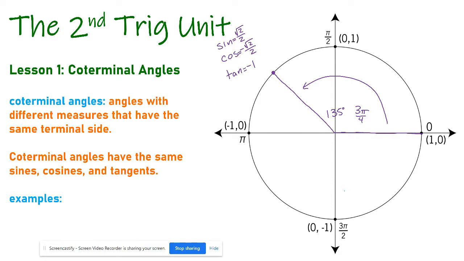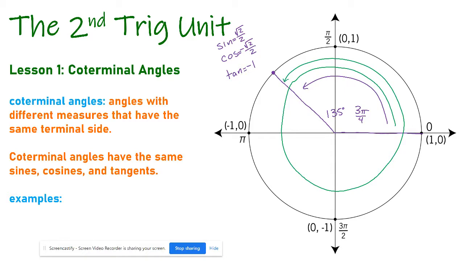So for this first angle, like I said, I started at the x-axis and I went not quite halfway around the circle and stopped. But what if I kept going, go all the way around, back to the starting point, and then keep going again until I get to this same terminal side? And that's still an angle that has the same initial side and the same terminal side. But this time, instead of going 135 degrees, I went 495 degrees. I went all the way around the circle and then continued going until I got to that same terminal side. And in radians, that's 11 pi over 4.